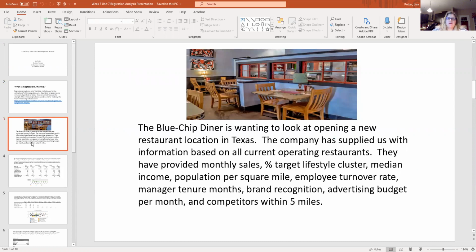Today, the Blue Chip Diner is wanting to look at opening a new restaurant location in Texas. The company has supplied us with information based on all current operating restaurants. They have provided monthly sales, percent target lifestyle cluster, median income, population per square mile, employee turnover rate, manager tenure months, brand recognition, advertising budget per month, and competitors within 5 miles.